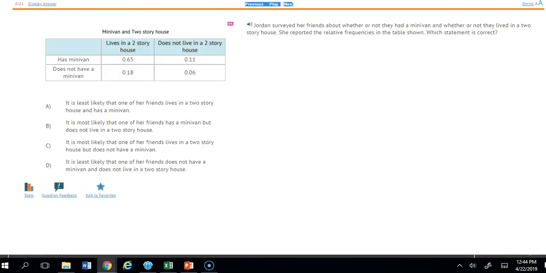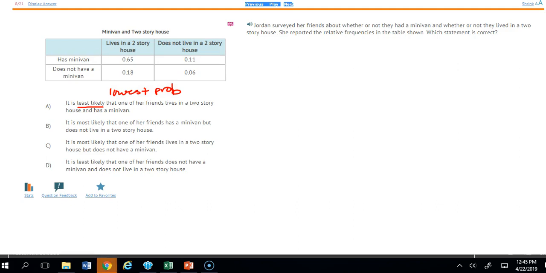Our next problem says Jordan surveyed her friends about whether or not they had a minivan and whether or not they lived in a two-story house. She reported the relative frequencies in a table shown. Which statement is correct? So here we need to key in on some words here. A says it is least likely that one of her friends lives in a two-story house and has a minivan. Well, least likely means it's the lowest probability. So we're looking for the lowest number.